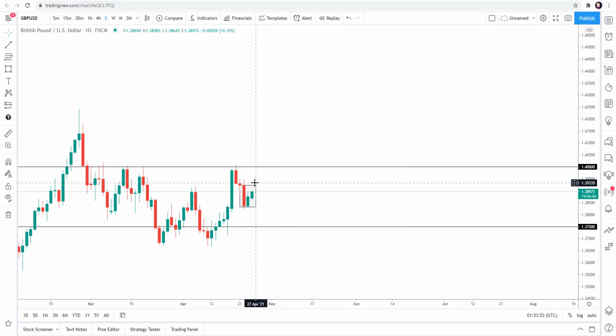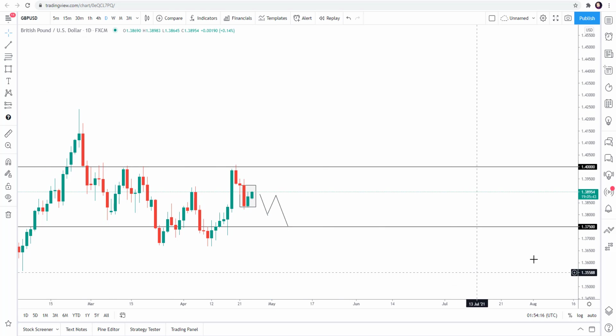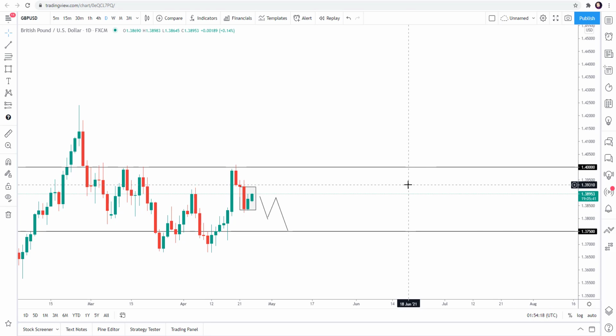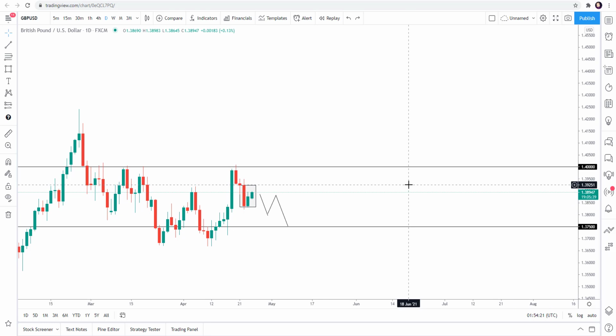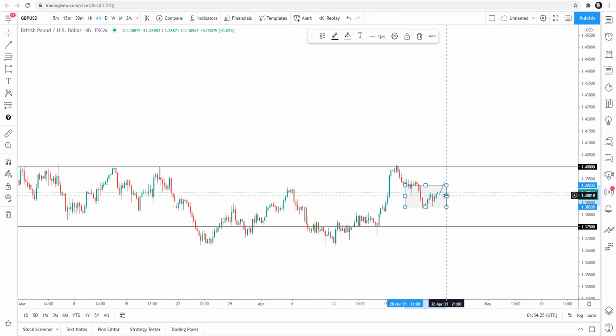If we go higher, we have to wait and see what will happen at 1.40. If not, if we close like this one, we know the bearish momentum can take us lower. We wait for a retest, then we can take shorts somewhere here down to 1.37.